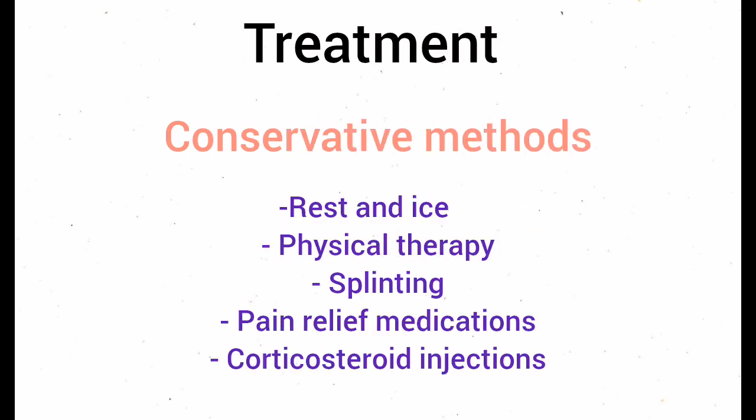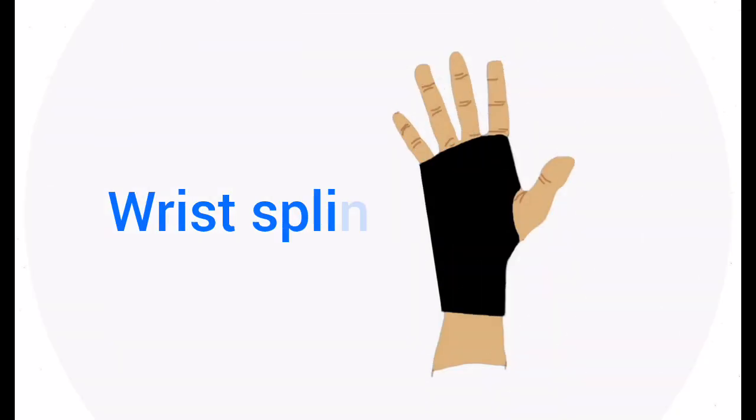Moving on towards the treatment part, conservative methods for treating carpal tunnel syndrome involve rest and ice, physical therapy, splinting, pain relief medications like NSAIDs, and corticosteroid injections. Now moving on towards the physiotherapy treatment.